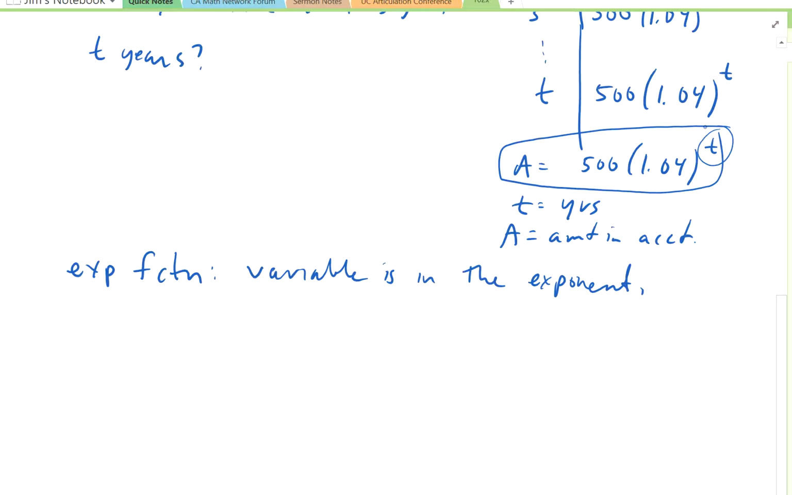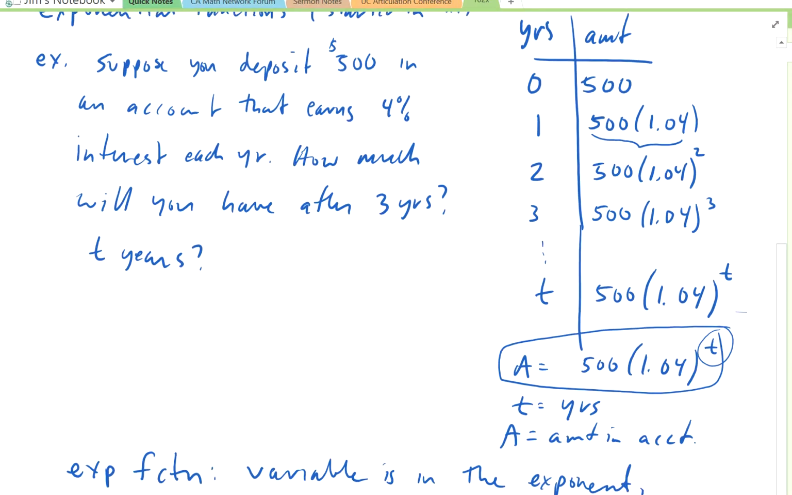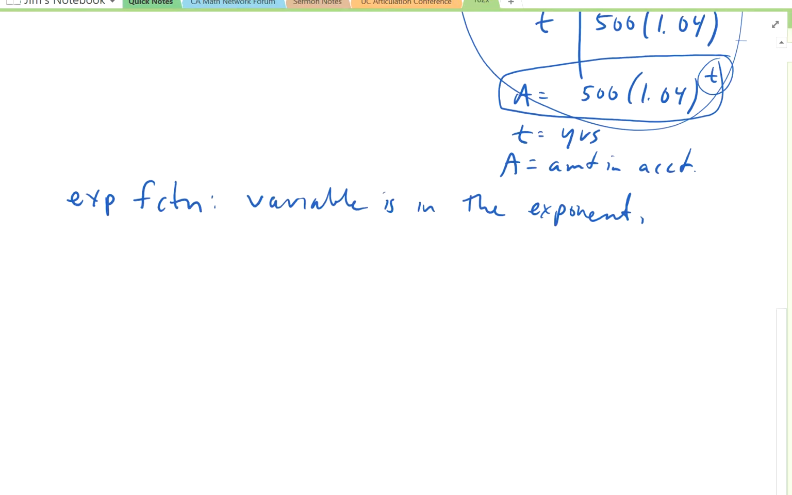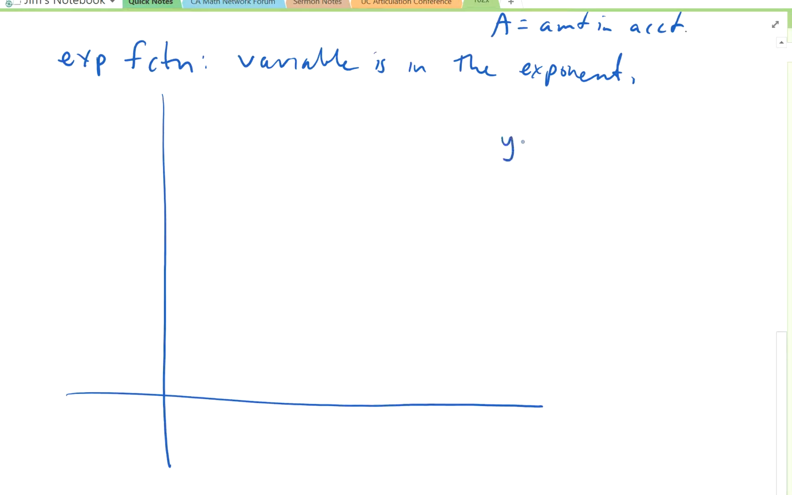We can look at these by making a table, like we did here. We can also graph them. We're going to graph y equals 500 times 1.04 to the t. So if this is my y, this is my x, x is going to be in years. 1, 2, 3, 4, 5, 6.